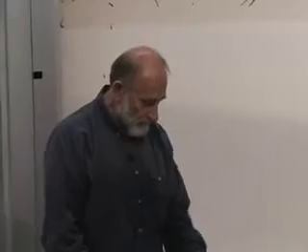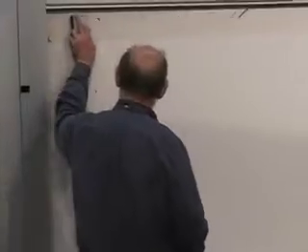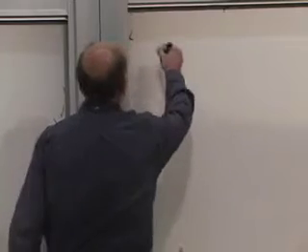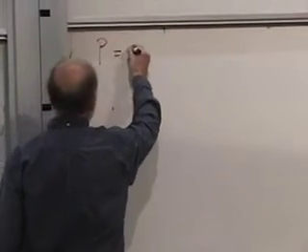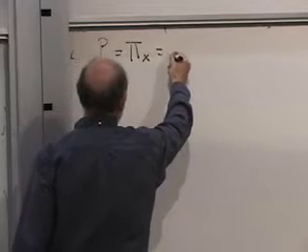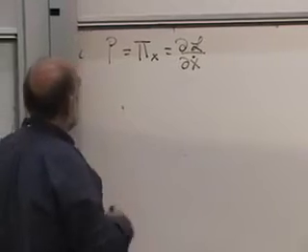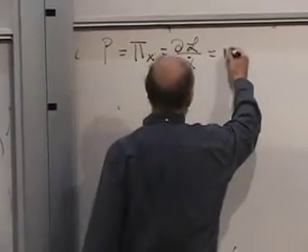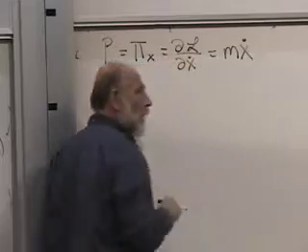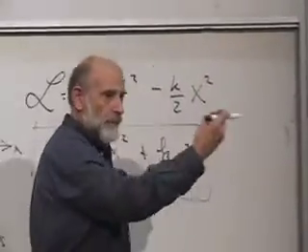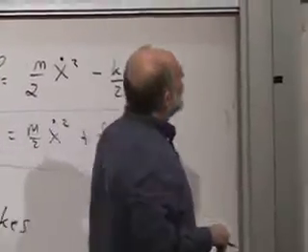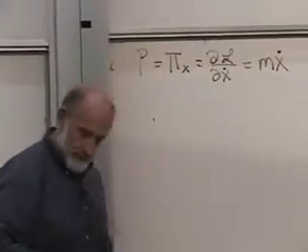But now we want to think about its Hamiltonian first, and its canonical momentum. First of all, this p, which is the same as pi sub x, which is the same as the derivative of the Lagrangian with respect to x dot. And what is it? It's just m x dot. It's just good old momentum. Nothing surprising there. After all, it is just a particle on the end of a spring. So that's p. P or pi.